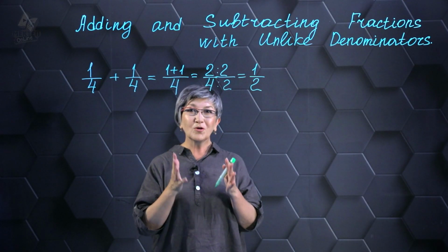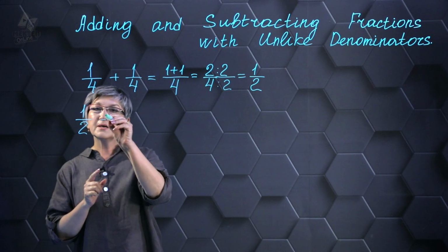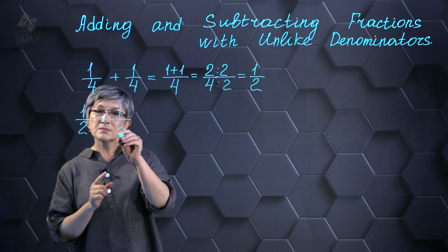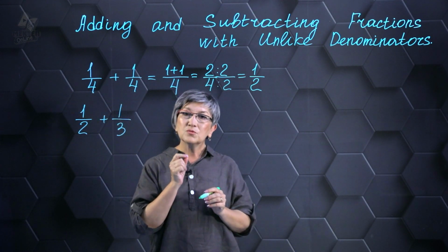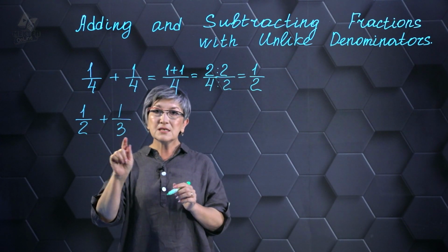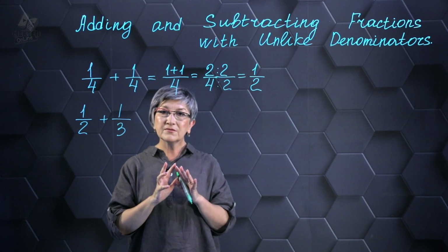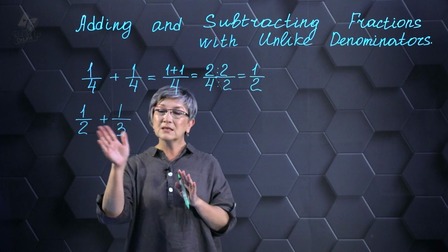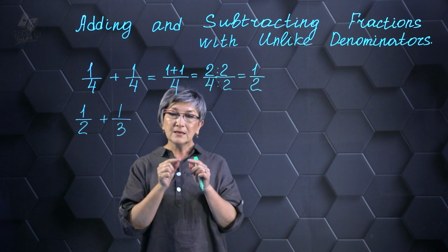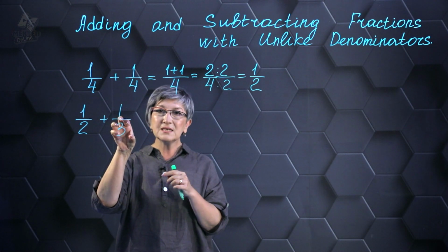Now let's consider another example. For instance, we need to add 1/2 to 1/3 in order to calculate the total. The first thing we do is look at the denominators. Our denominators are not equal. If the denominators are not equal, I can't add the fractions.